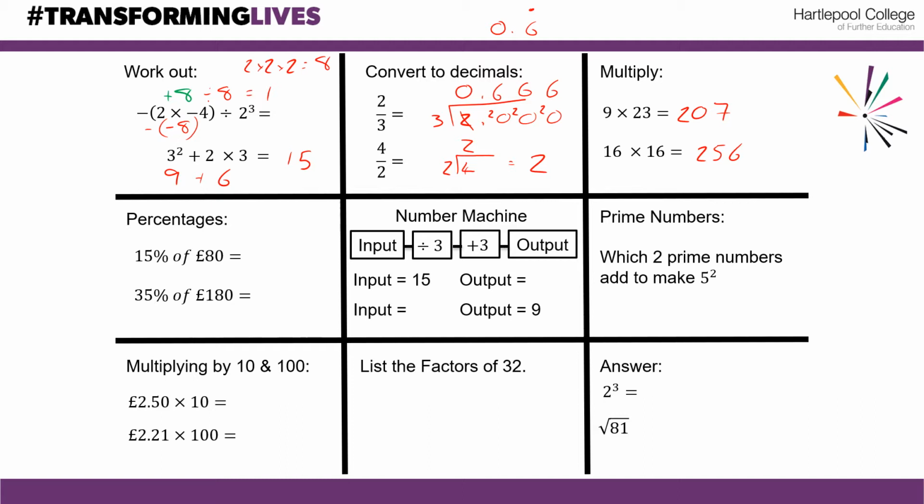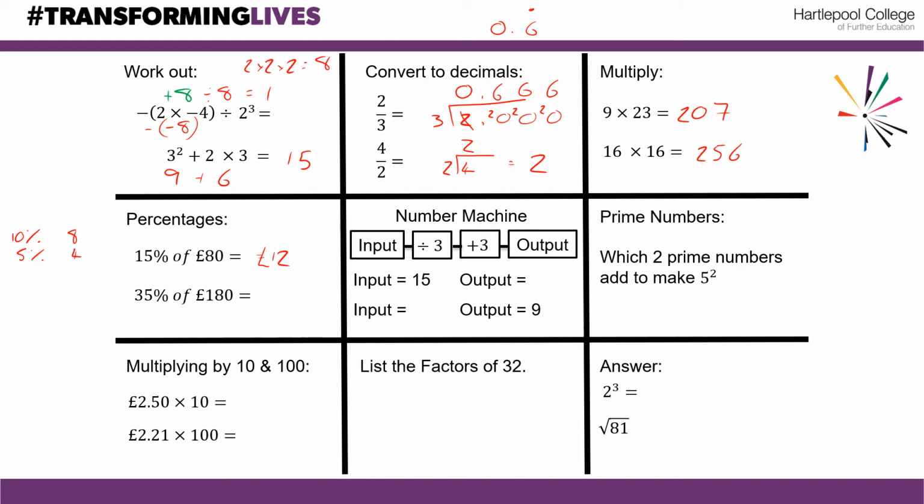Next up, percentages. And remember that on a non-calculator paper, we'd be expected to be able to work in increments of 5 or 10%. So usually a good place to start is 10%. So I think 10% of 80 is 8, and then we want 5%. And remember, 5% is half of 10%, and half of 8 is 4. Add the 8 and the 4 together, that gets us £12.